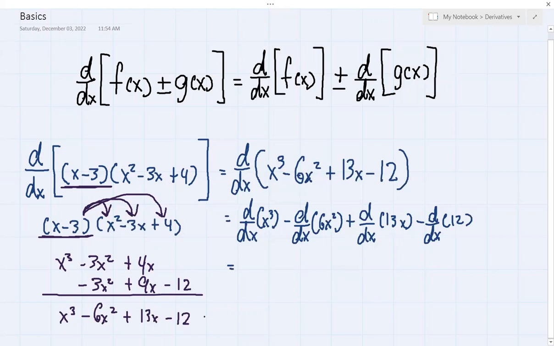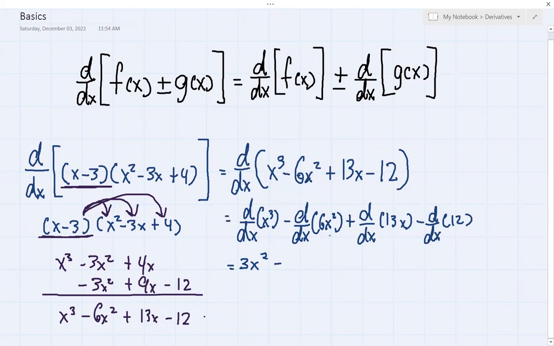Ayan na siya. So now let's get the derivative of x cubed. We will use power rule of differentiation. So if we're going to use power rule of differentiation, magiging 3x raised to 3 minus 1. So this would be 3x squared. Next, minus the derivative of 6x squared.